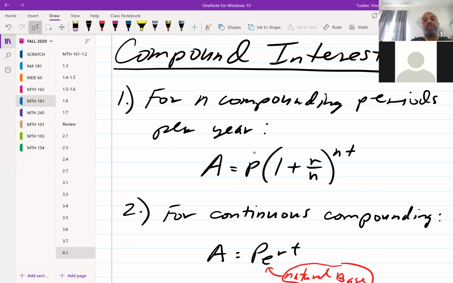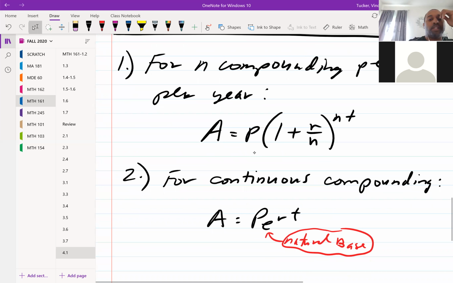All right, so compound interest for n compounding periods per year: A is equal to P times (1 plus r over n) raised to the n times t power. And then for continuous compounding, A is equal to P times e to the r times t power. So e is your natural base, what we just finished mentioning. I'm going to write down what A, P, r, n, and t all represent in a second.